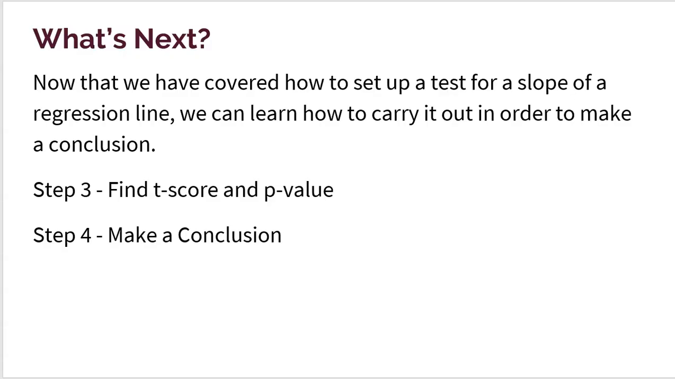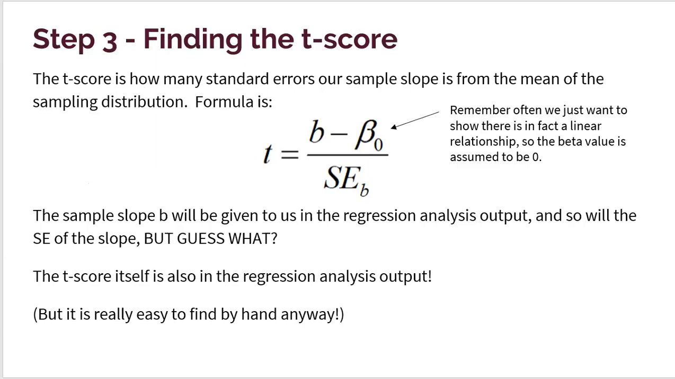All right, so what's next after what we've already learned in the previous videos over setting up a test? Well, step 3 is finding the t-score and the p-value for your actual sample slope that you found in your data. And step 4 is to make a conclusion. So let's talk about step 3, finding the t-score.